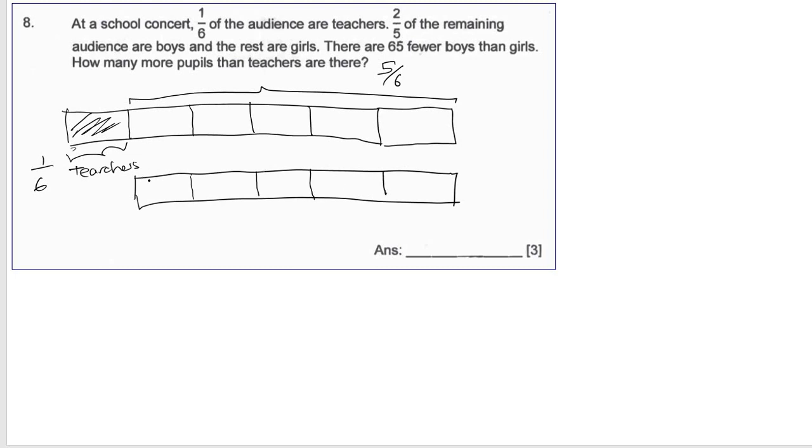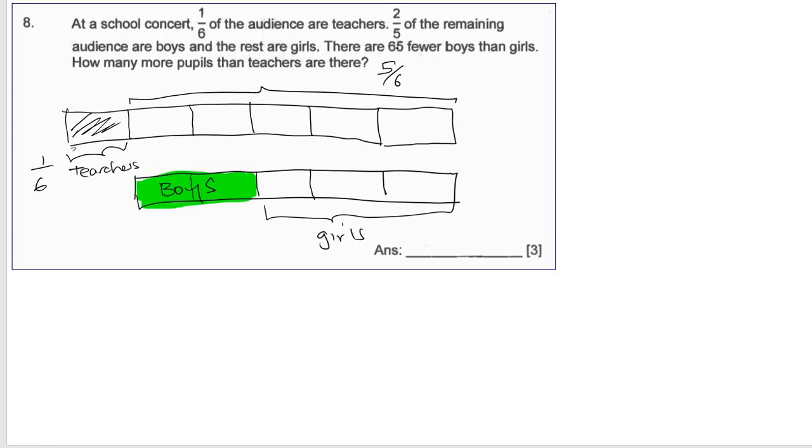Okay. So 2/5 of it are boys. So this portion is boys, right? Boys. So the rest are girls. So the rest here is girls, okay? Here is girls.